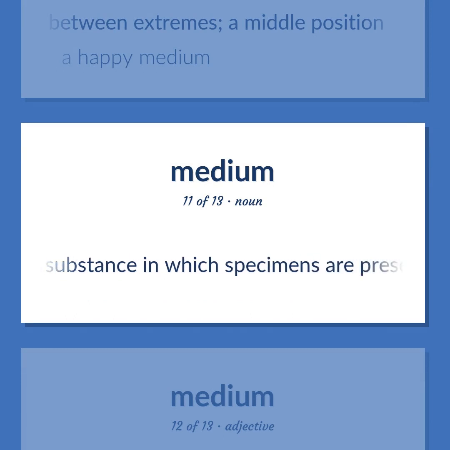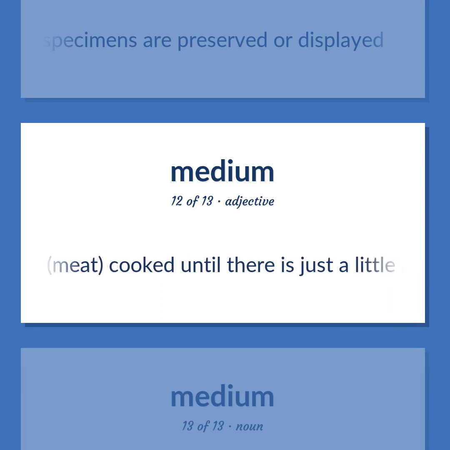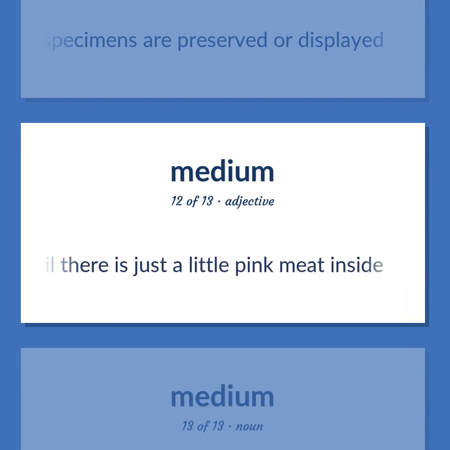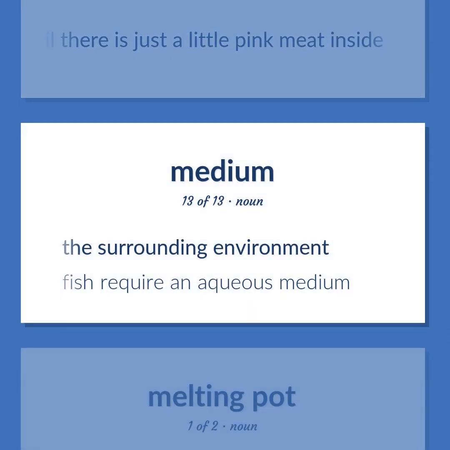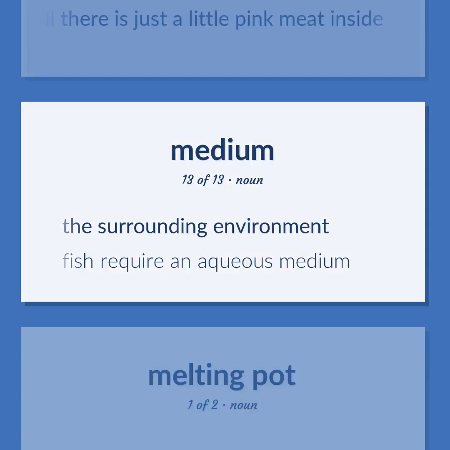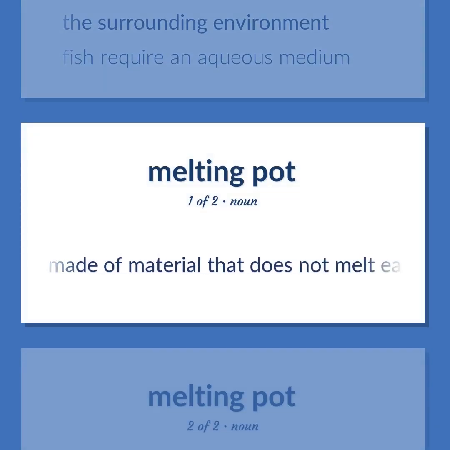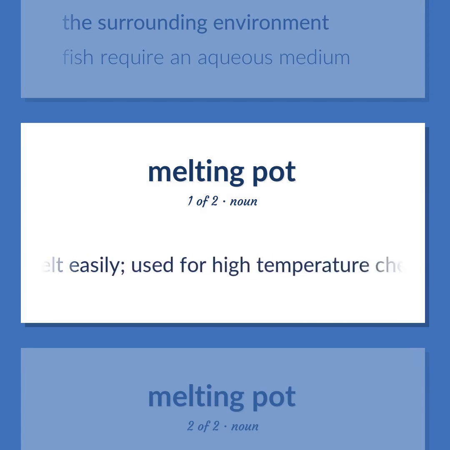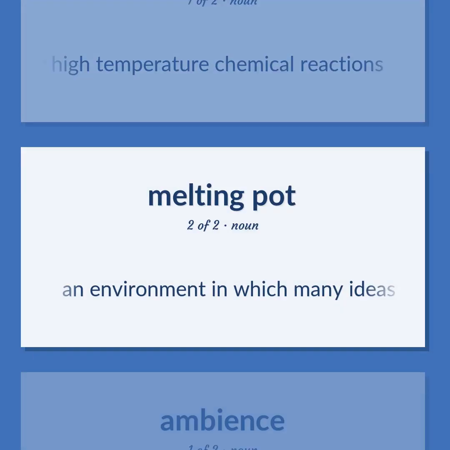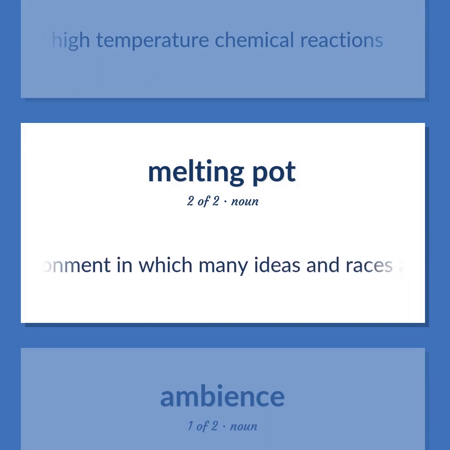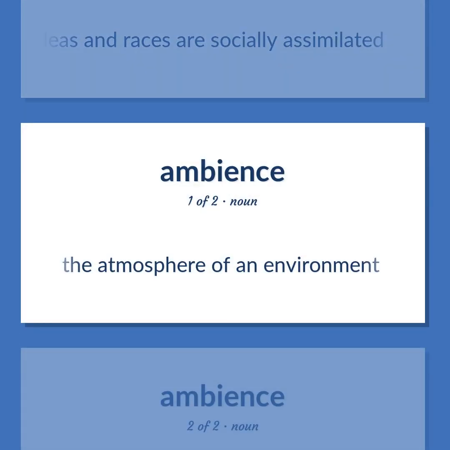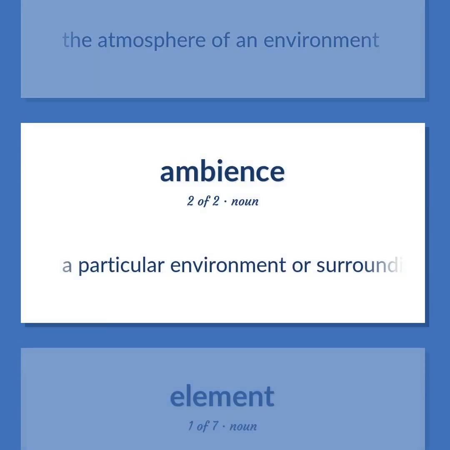Biology. A substance in which specimens are preserved or displayed. Meat, cooked until there is just a little pink meat inside. The surrounding environment. Fish require an aqueous medium. A vessel made of material that does not melt easily, used for high-temperature chemical reactions. An environment in which many ideas and races are socially assimilated. The atmosphere of an environment. A particular environment or surrounding influence.